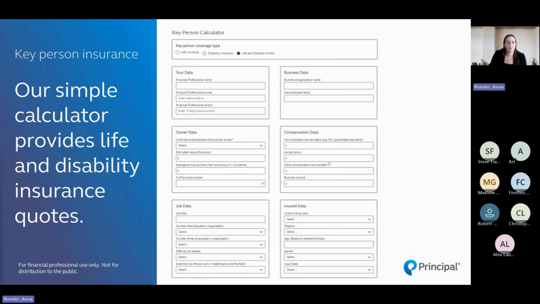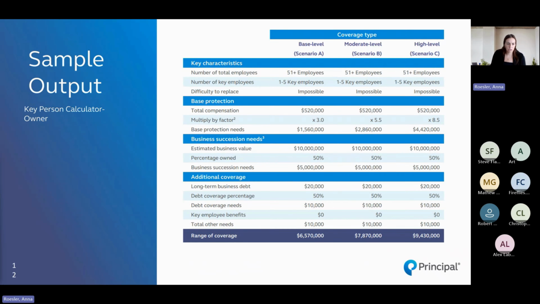I mentioned this previously. We have a tool that can help you determine the amount of coverage that would be needed, whether it is an owner or a key employee, and I'll be getting into the sample outputs for these reports. So in this output, this was for a business owner. So as you can see, there are over 51 employees, 1 to 5 key employees that are impossible to replace. And then we'd get their compensation information. Because they're an owner, we would need to know the business succession needs. So that's the estimated business value, percent of ownership, business debt, and then if they have any other business needs.